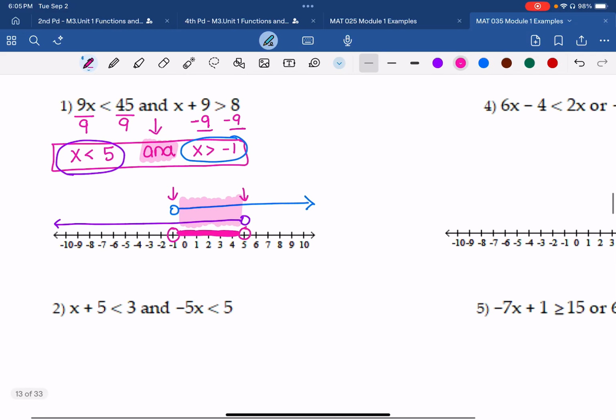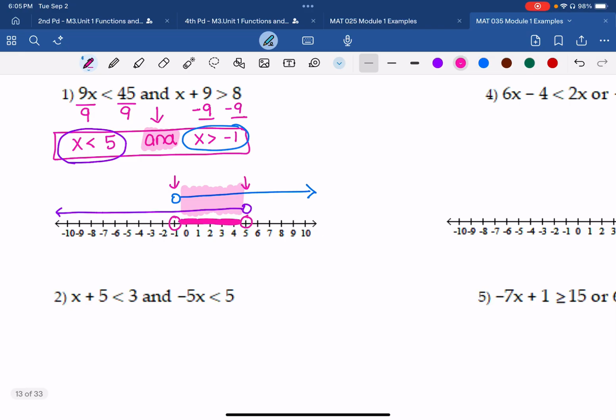Now, as an interval, remember we're only using the part that's on the actual number line for my answer. My interval starts right here at -1. It's an open circle, so it's a parenthesis. The shaded part is a comma. Then I've got an interval that stops at 5, and it's open, so it's another parenthesis.